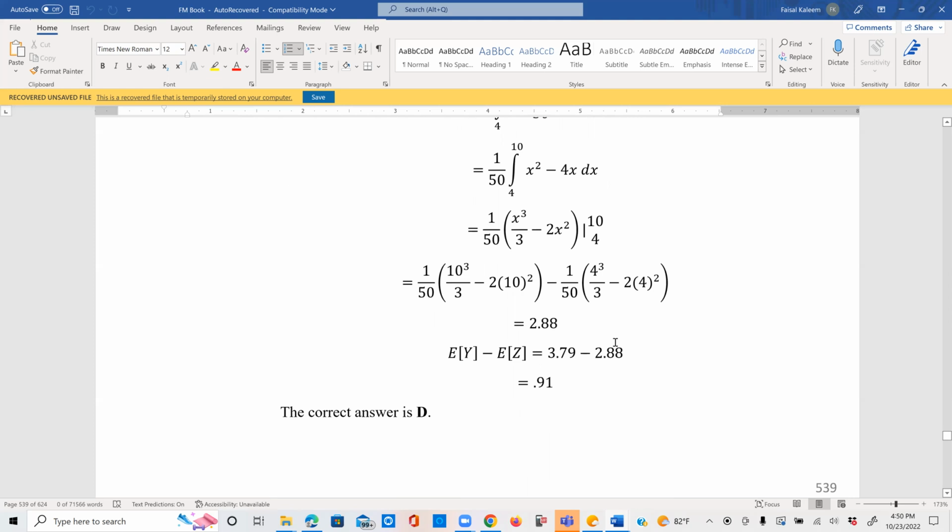And we needed the absolute value of the difference between the two, so that can be obtained by doing the bigger minus the smaller. E of Y was bigger, E of Y was 3.79, and E of Z was 2.88. We end up getting 0.91. That is choice D.